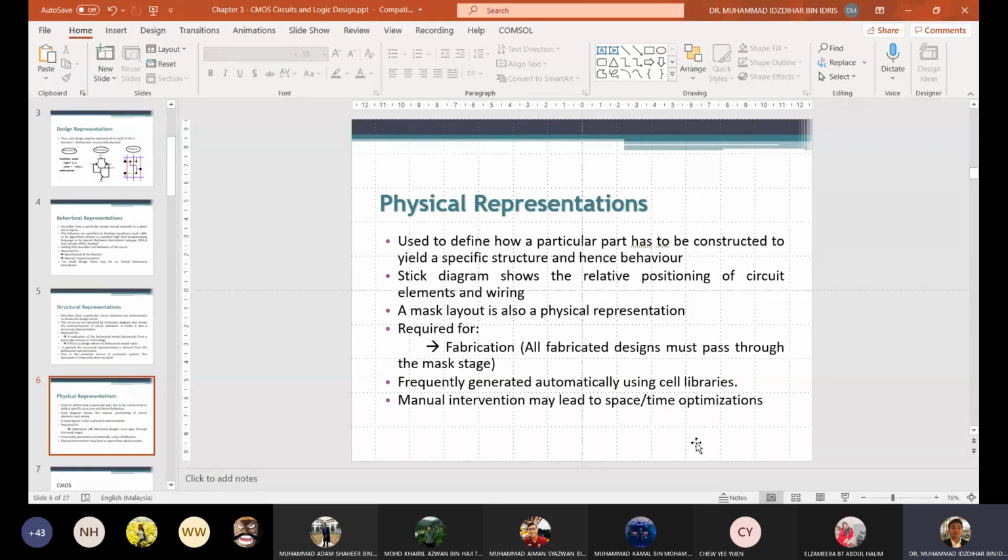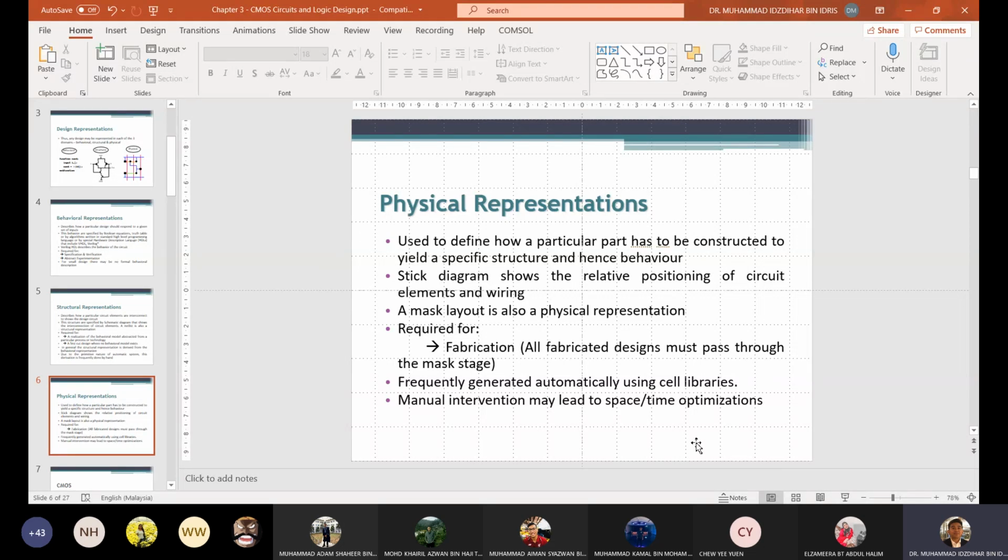Okay, next is physical representation. It is used to define how your particular part has to be constructed to yield a specific structure. For example, you have a transistor, MOSFET, N-type and P-type. You have to consider that in your mask, because N-type you have to implant. Let's say for N channel, you need to have a source and drain, and you must have a P substrate.